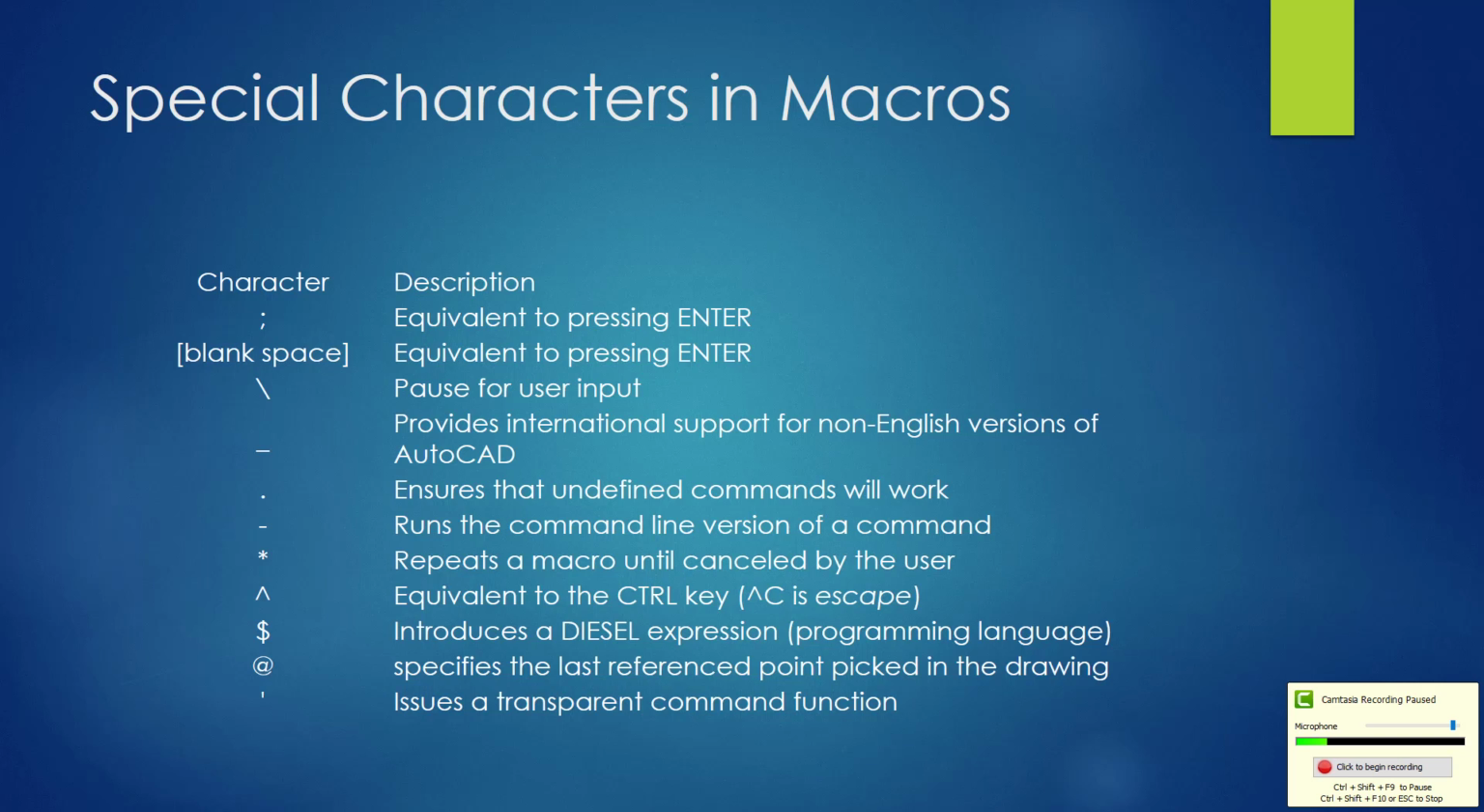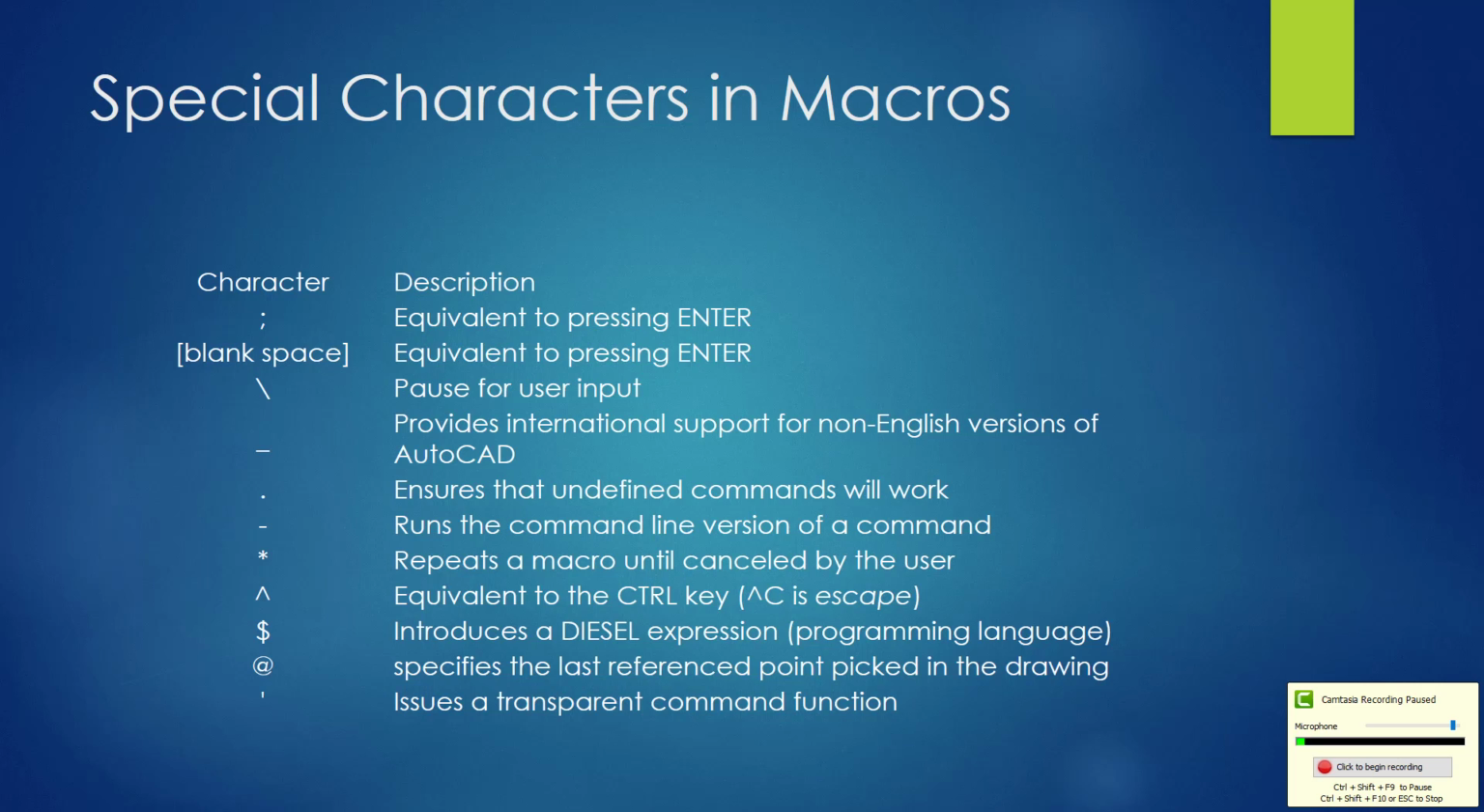The star would go at the very beginning of the macro. The up caret, or the little upward arrow, is the equivalent of holding the control button down. Control C, that you'll see here in a few minutes, is the same thing as pressing escape. But if there's any other toggles that you want to use, the up caret would be holding the control key. If you do know a little bit about programming and you want to put in a diesel expression, you can use the $ sign to introduce that diesel expression.